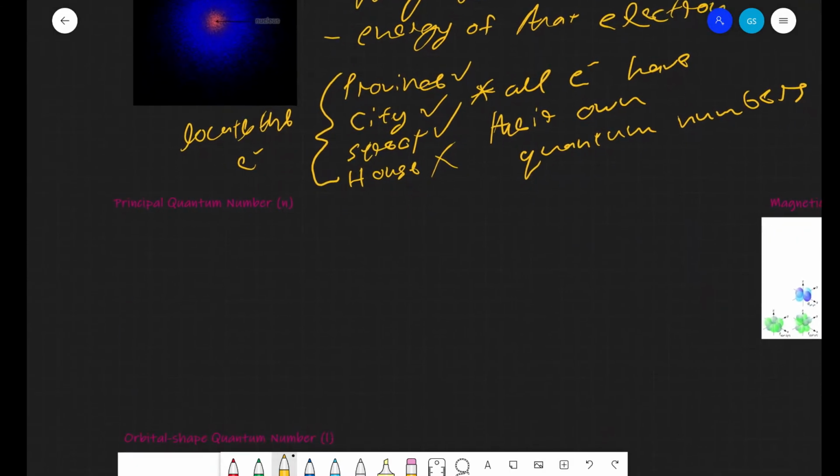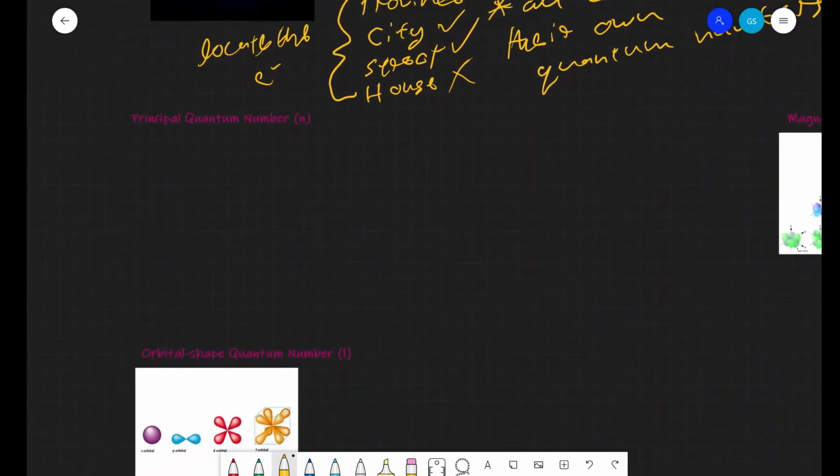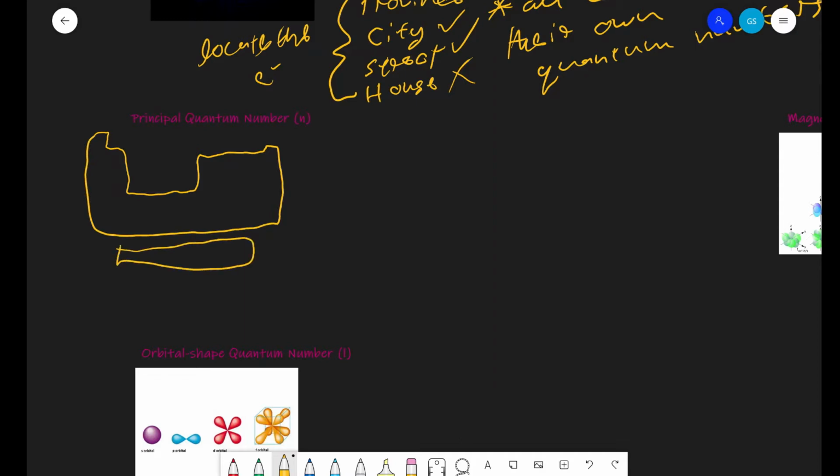So let's get right into it. The first quantum number is called the principal quantum number. And basically, this is just the period number in the periodic table. So I'm going to try to draw a periodic table here. Okay, it's terrible. Anyways, so it's just the period number. So this is period 1, 2, 3, 4, 5, 6, 7, and so on, up to like 7, right? So that's basically it.